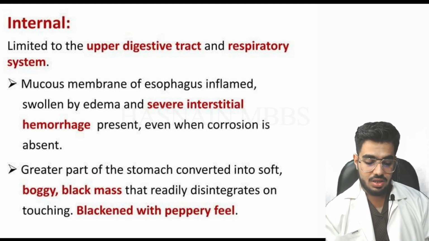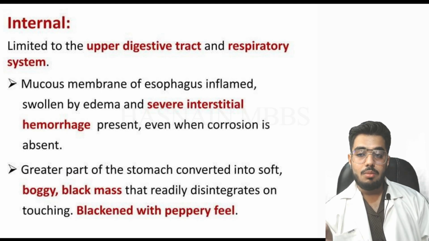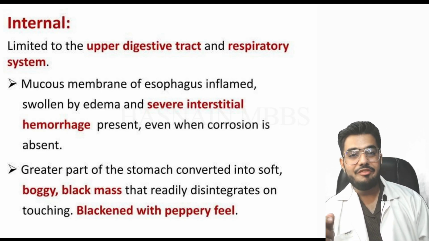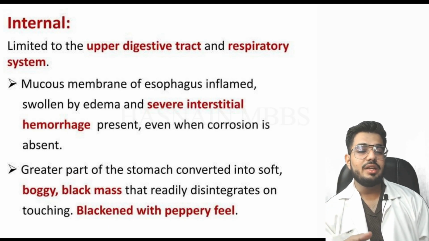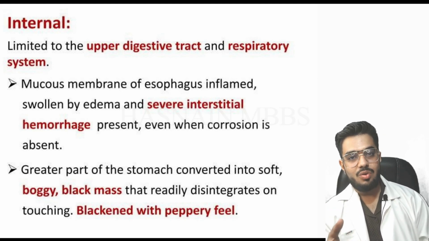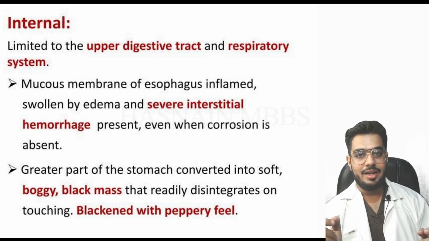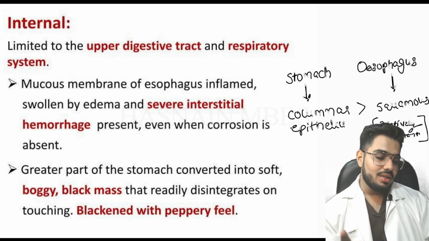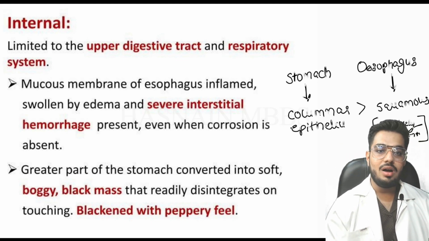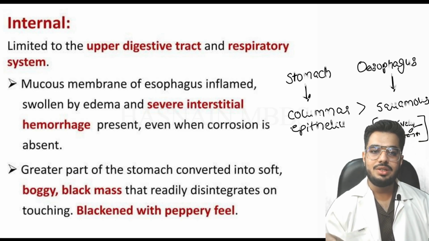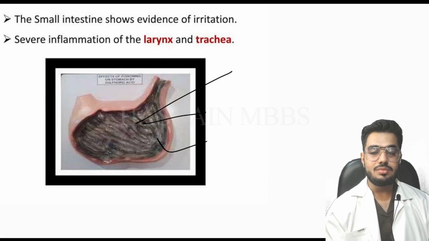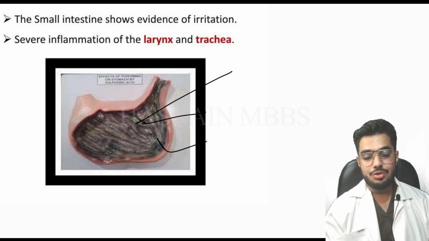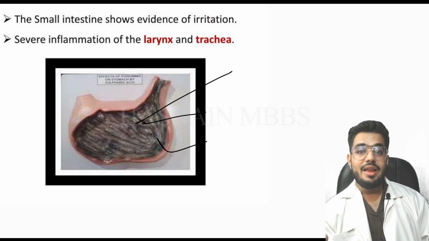A greater part of the stomach is converted into a soft, boggy, black mass. Make a note, it will have a very papery feel, and it will disintegrate, and that's why gastric lavage is contraindicated, as it can cause chemical peritonitis. So this is the thing: the stomach is more affected compared to the esophagus because of the epithelium difference. The small intestine also shows evidence of irritation, and the larynx and trachea are severely inflamed.